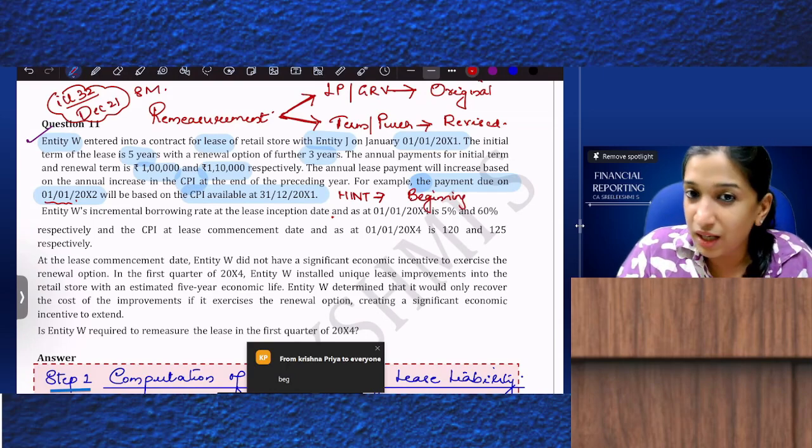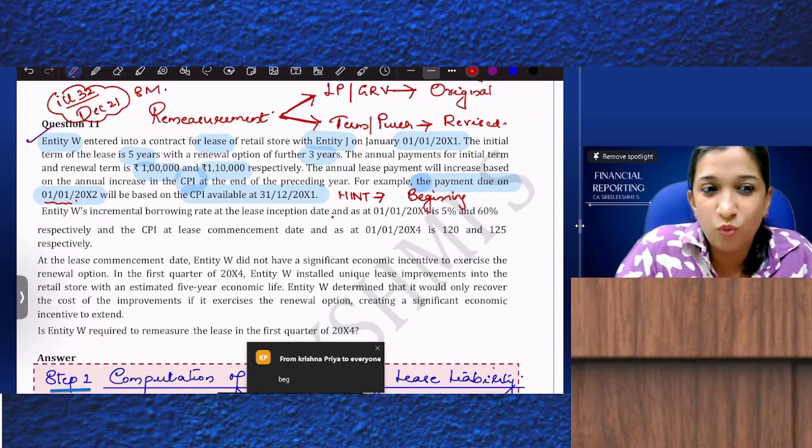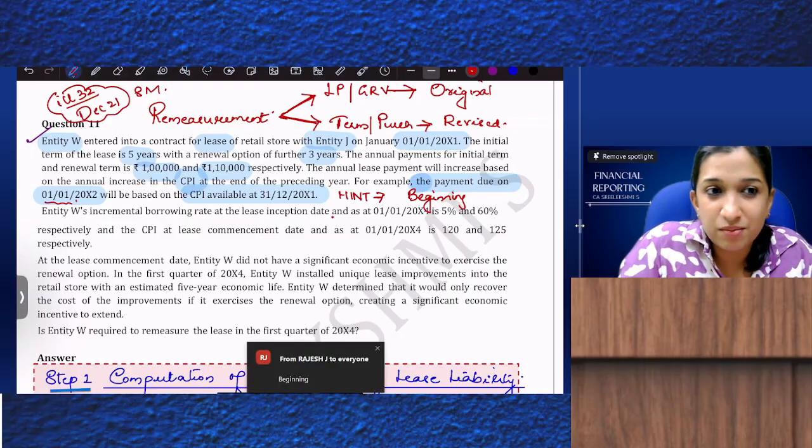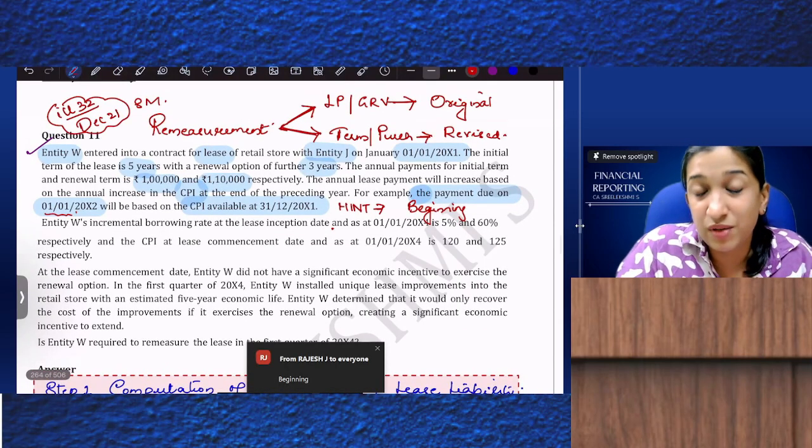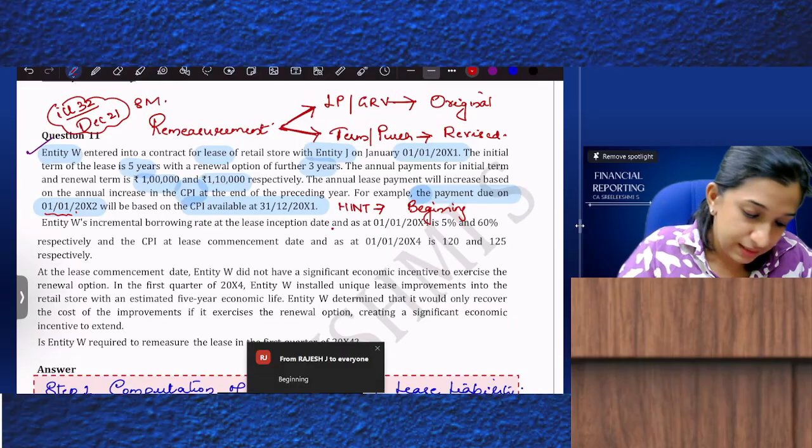So always you check the question whether there is a hint that what will be the payment, because when will be the payment, accordingly my lease liability can go wrong. Yes.